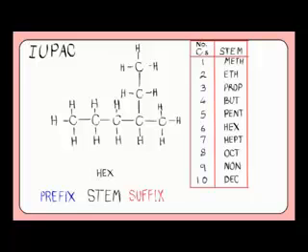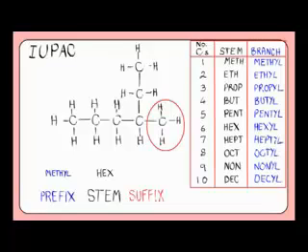Next, we can look at the branches off the main chain. We have a 1 carbon chain branch off the main chain, and this is called a methyl group, and this forms the prefix. The names of the branches with the different numbers of carbons are as follows.